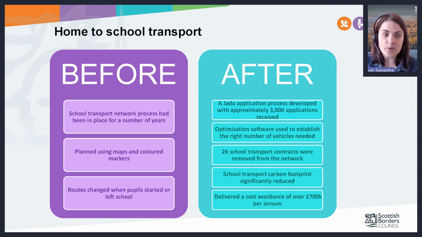Before, it was a process that had been in place for a number of years. It was planned on maps and coloured markers, and routes were changed when pupils started or left school. After, we've had approximately 3,000 applications. That crucial data helps the department make decisions, and it can be used in the optimisation software to establish the right number of vehicles and then drill down into those efficiencies. A large number of contracts were able to be removed as a result, reducing the carbon footprint, and ultimately delivering the saving we've been able to take out of the service.